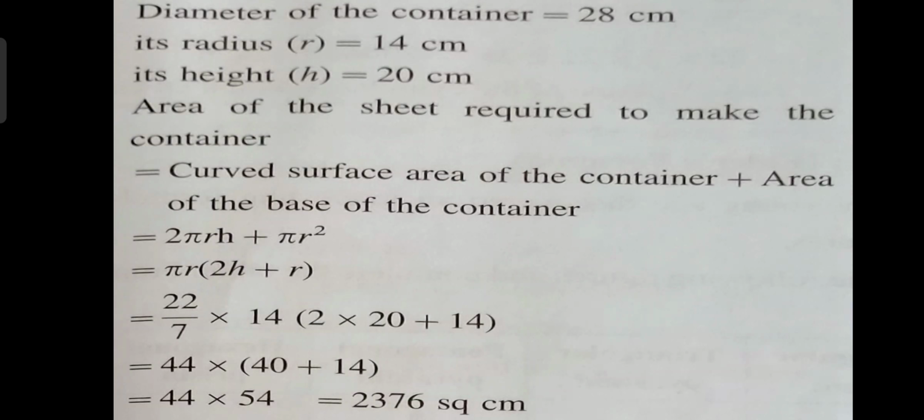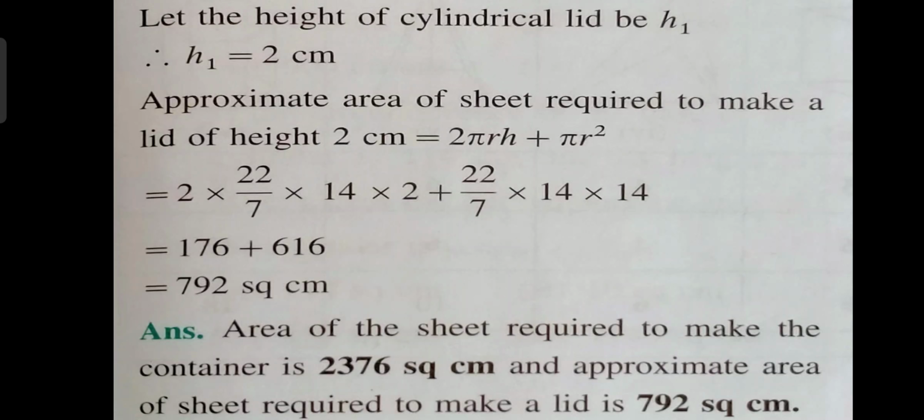So we take what is common, that is pi and r, and in the bracket we write 2h plus r. So by putting the values of pi, that is 22/7, r is 14, and 2h plus r, that is 2 into 20 plus 14. So here 7 ones are 7, 7 twos are 14, we get 22 into 2, that is 44, into 40 plus 14. So that is 44 into 54, that gives us 2376 square centimeter.